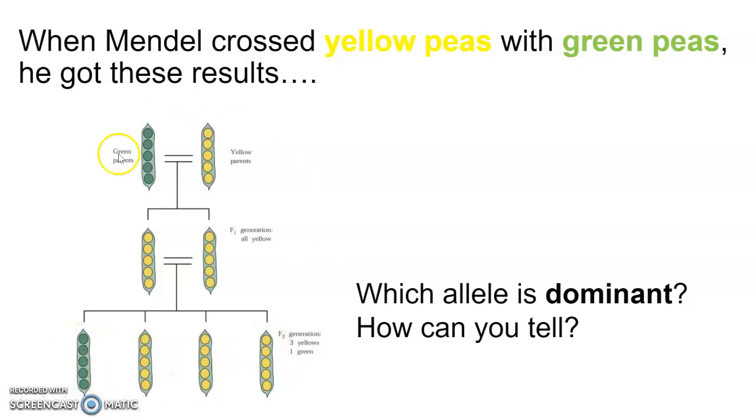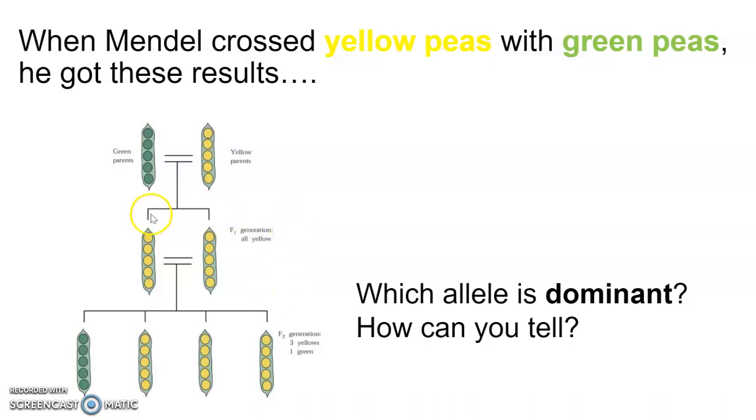We should be able to use that information to determine whether yellow or green is dominant. And no, you cannot use the idea that there are more yellow peas here to explain that. So pause and have a think about it, and I'll tell you the answer.